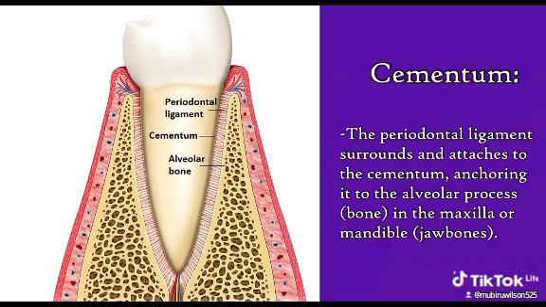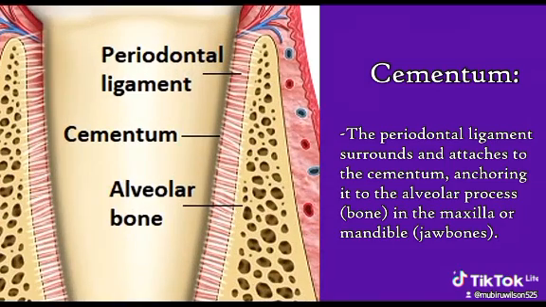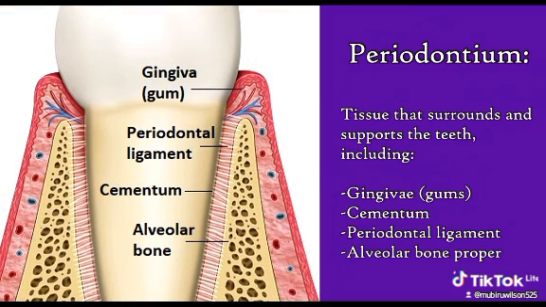Now, the periodontal ligament surrounds and attaches to the cementum of the tooth and anchors it to its socket in the alveolar process of the jawbones. Cementum is also one of the 4 tissues that make up the periodontium, which surrounds and supports the teeth, the other 3 being the gingivae or gums, the periodontal ligament, and the alveolar bone proper.